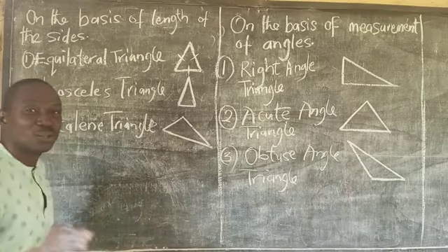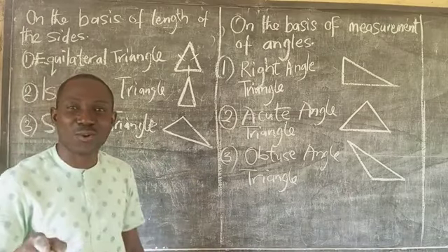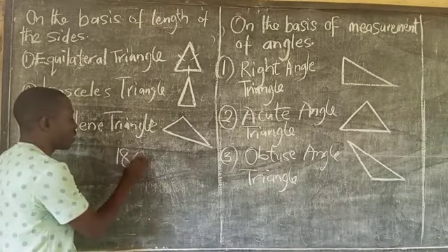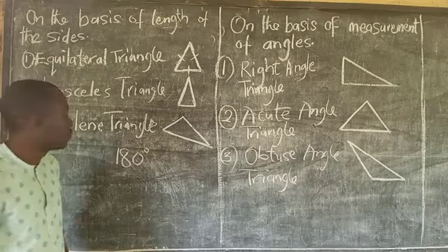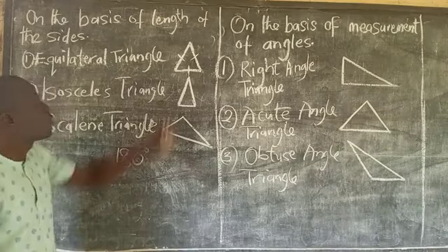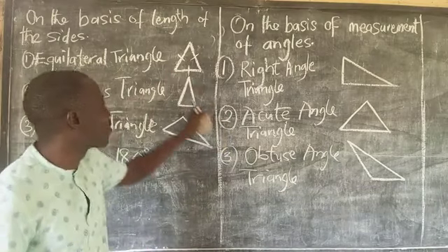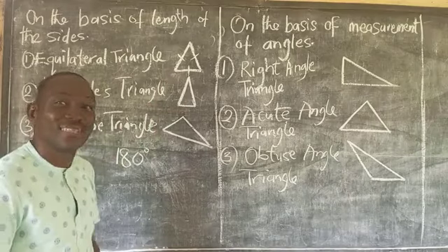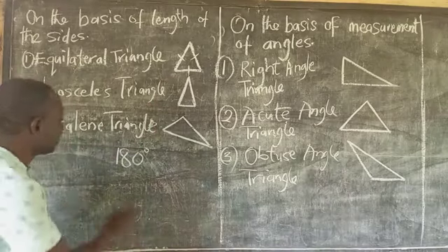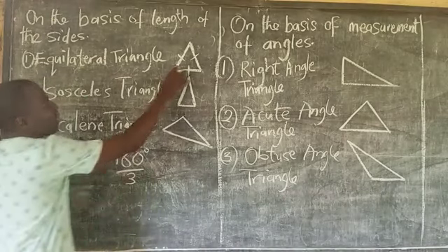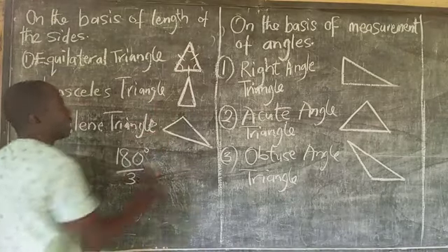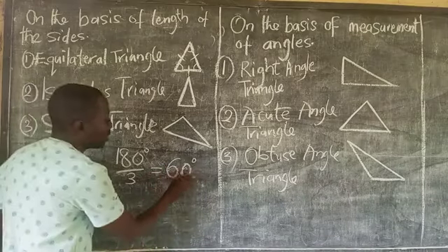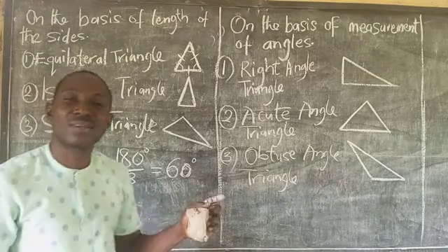All right. First of all, I will tell you, the sum of angles in a triangle is equal to 180 degrees. So if all the three angles are equal because the three sides are equal, what is the size of each of the angles? It's simply 180 divided by 3. And what would that give us? That is 60. So for an equilateral triangle, each of the angles is 60 degrees.